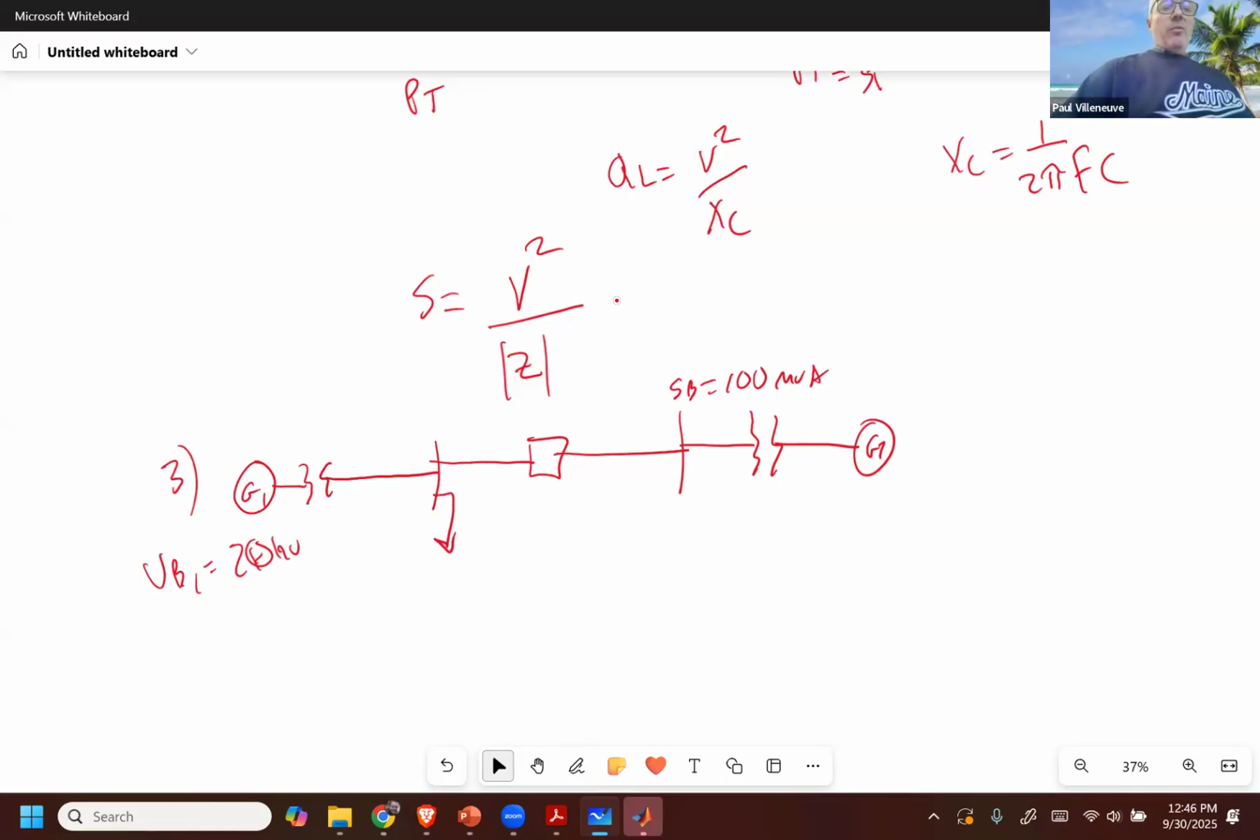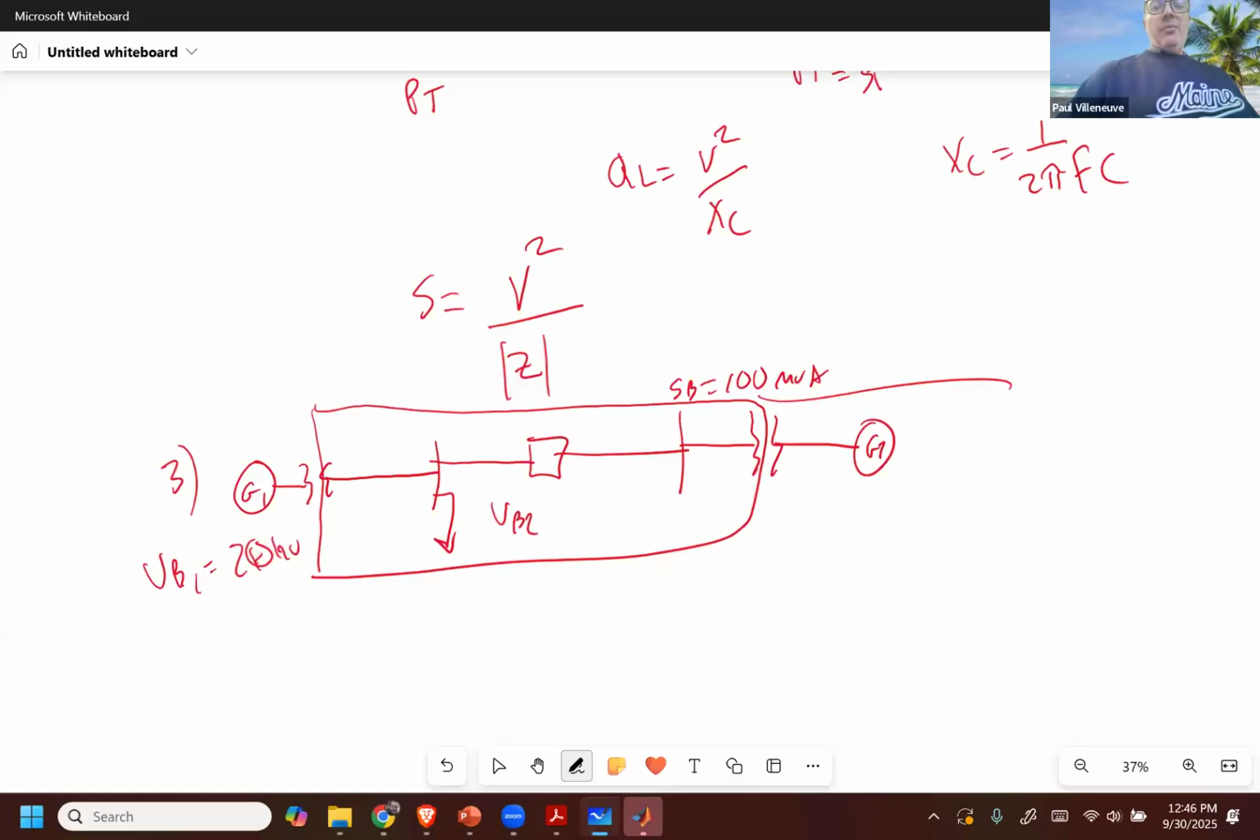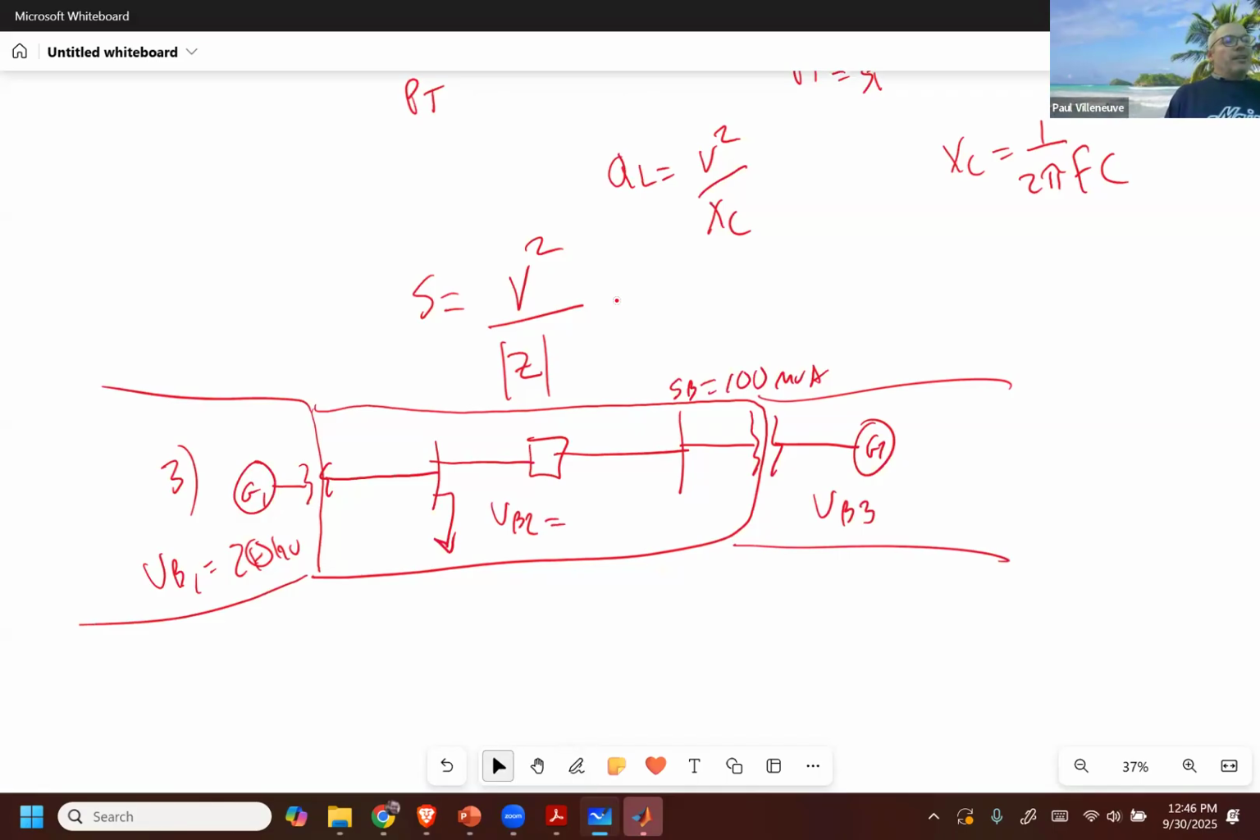Then you should be able to see on this region here, you have VB2, and this region over here, VB3. So VB2 you determine by finding the turns ratio, and in this case it's T1, so that's VB1 times 200 over 20, and VB3 is equal to VB2 times 20 over 200. Those are my V bases for my system. Now I can pretty much calculate all my parameters.